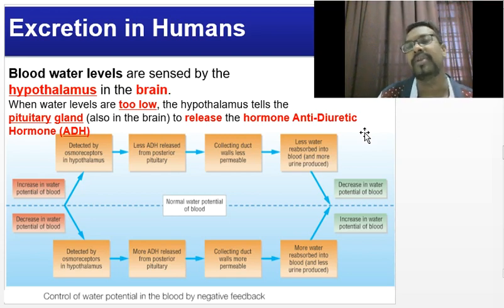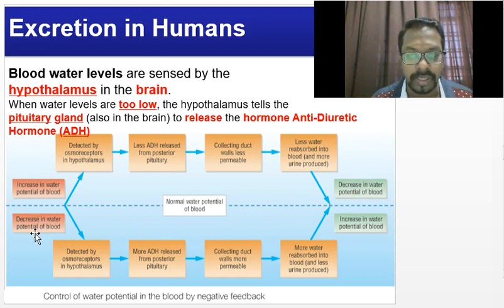Again, I'm telling you, most of biology is about negative feedback. What happens if this goes wrong? Your body has a reset button in the system. Let's go through this. Let's start with the normal water potential of blood. This is our normal level. What happens if it decreases? Here it starts from here.